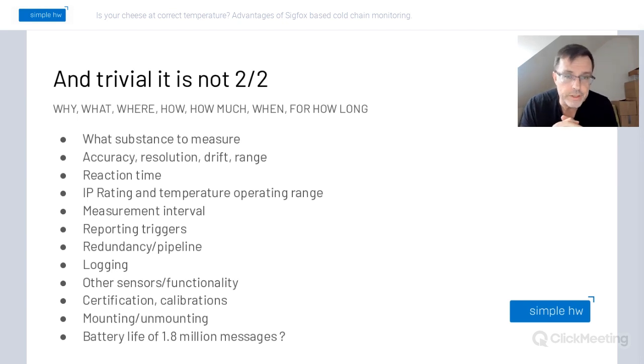The same goes for redundancy, logging, and whether any more sensors need to be included, such as an accelerometer, reed sensor or Wi-Fi tracking. What kind of certification or calibrations the customer requires, and not least the mounting of the device, the logistics of the devices, and the expected battery life. We'll be dedicating a slide to most of those things, and I will try to describe what questions need to be asked of the customer in order to comprehend the use case, the business case, and to find the best solution for the customer.